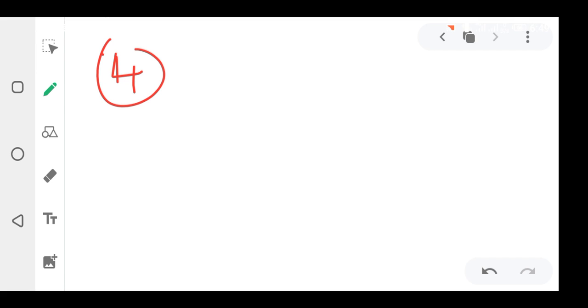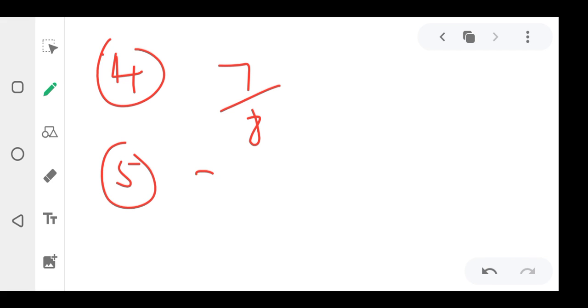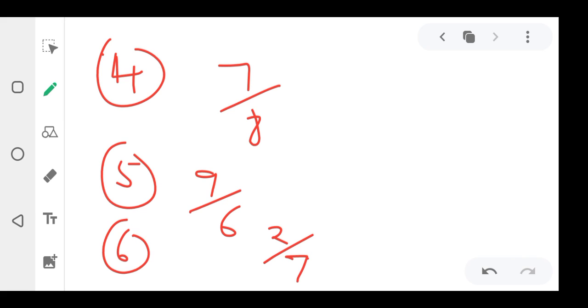Question 4. 7 over 8. Is it a proper fraction? Question 5, 9 over 6. Is it a proper fraction or an improper fraction? Question 6, 2 over 7. Is it a proper fraction or an improper fraction? So those are enough for now. And then you send your answers.